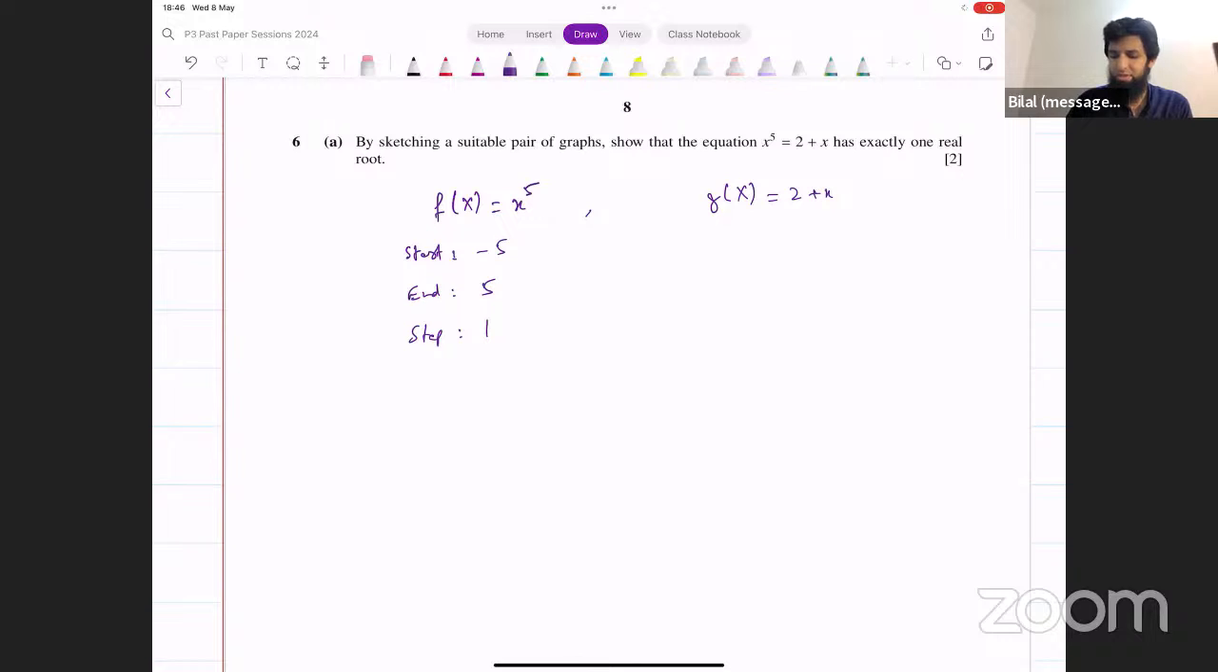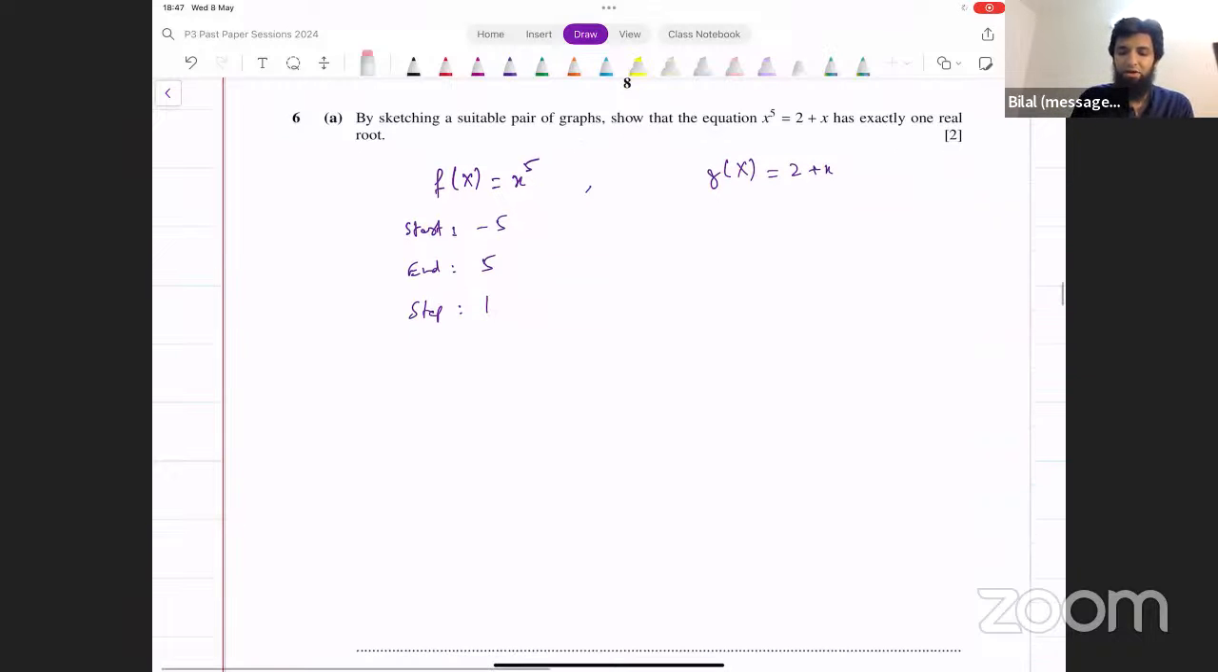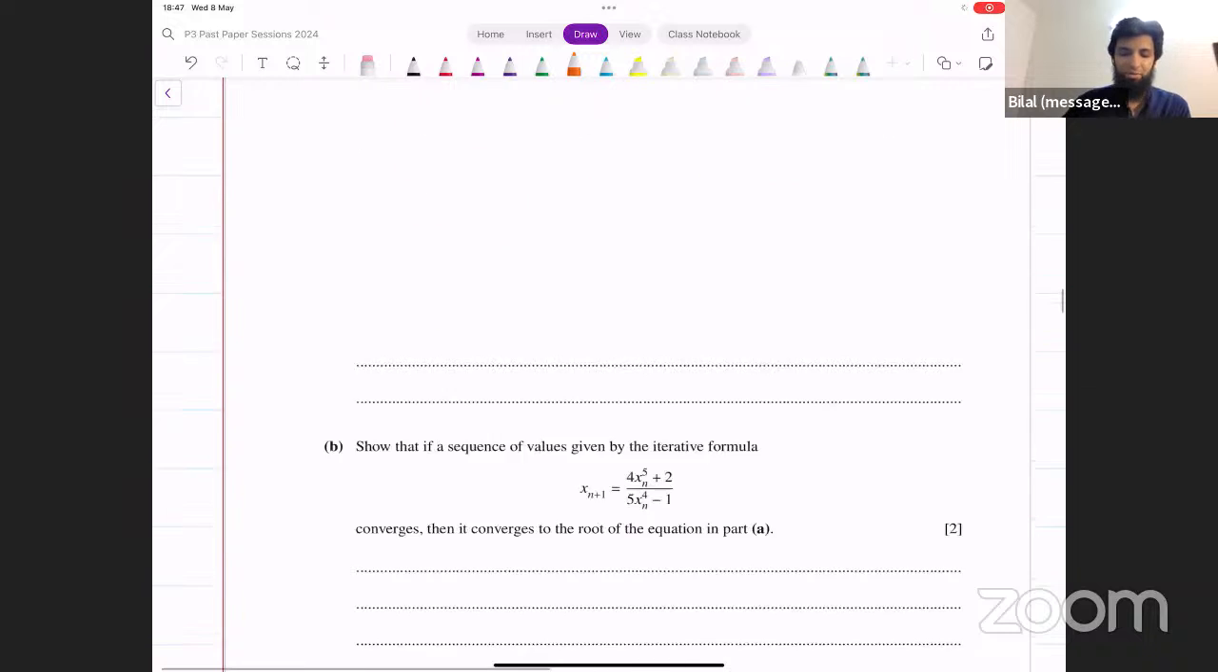I think it's going to look something like this. X power 5 graph. But just take some points, join them, you'll get the graph. Okay. Then you have to write down that there's only one point of intersection. That is why there is one solution. So I expect you to be able to do that.